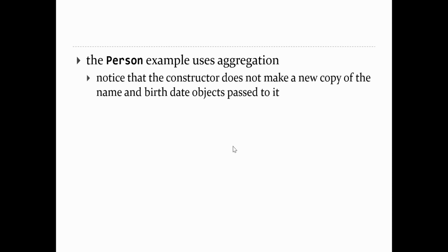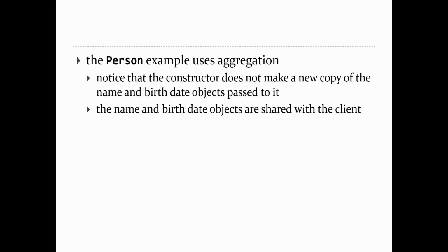The constructor does not make a new copy of the name, and it doesn't make a new copy of the birth date when it's passed. It doesn't make new strings and new date objects for the name and the birth date. So what does that mean? It means the person object is actually sharing the string object and the date object with whoever called the constructor.